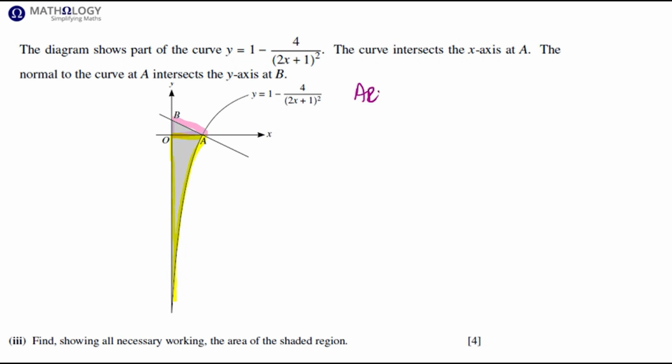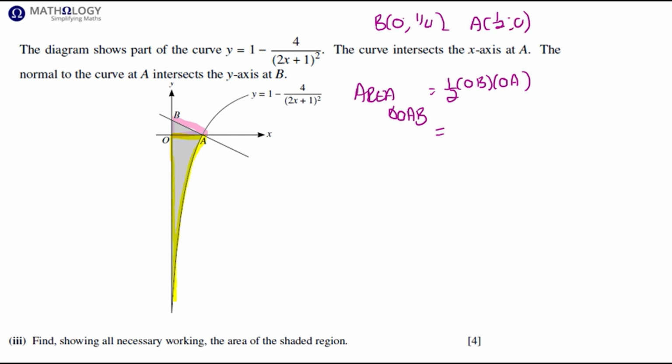So the area of triangle OAB will be a half base times height. So it will be a half OB times OA. B's coordinates are (0, a quarter). A's coordinates are (a half, 0). So the length OB will be a quarter units. And OA likewise will be half a unit. So that will be 1 over 16 units squared. That will be the area of triangle OAB.